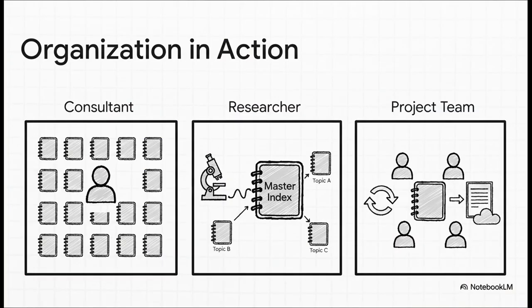So what does this look like out in the wild? Well, you might have a consultant with 15 different notebooks, one for each client. Or a researcher with 40 notebooks, each for a different research topic, all neatly organized with a master index. Or a project team using one shared notebook for their department that gets synced every week with their status report from Google Docs. See? These are systems that actually work and scale.